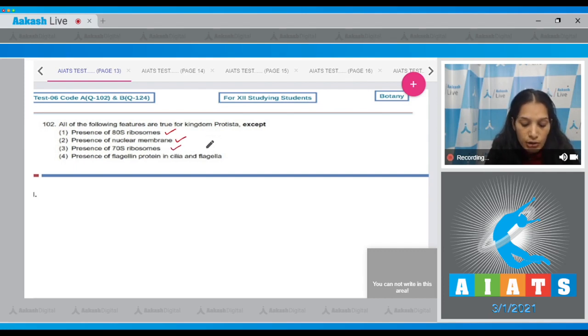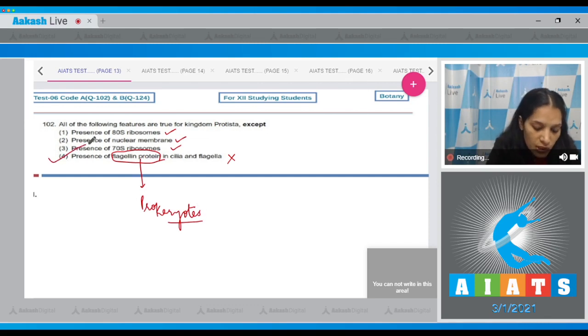Presence of flagellin protein in cilia and flagella? No. Flagellin protein is seen in the prokaryotes. So it is not present in the cilia and flagella of the kingdom protista. So the correct option for the given question is option number 4. Let's move to the next question.